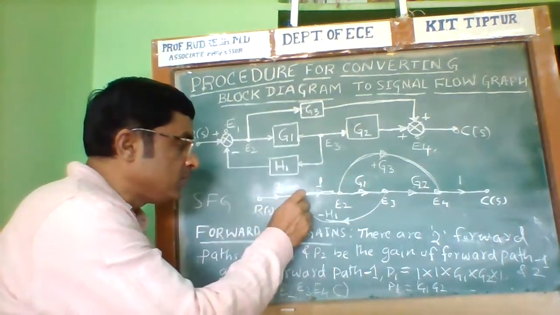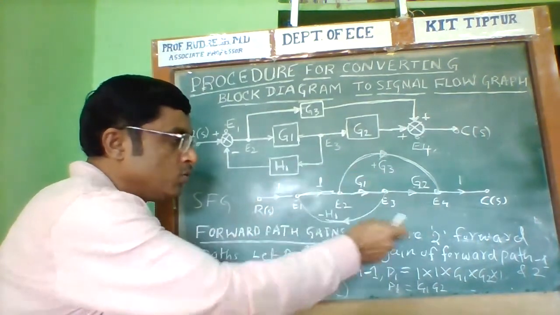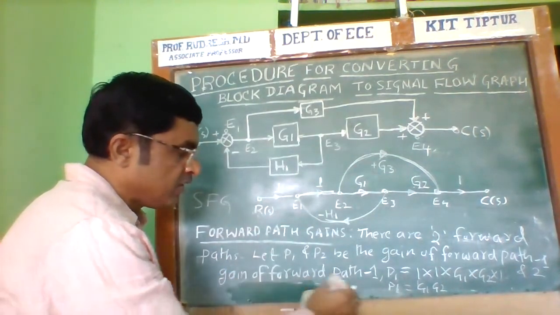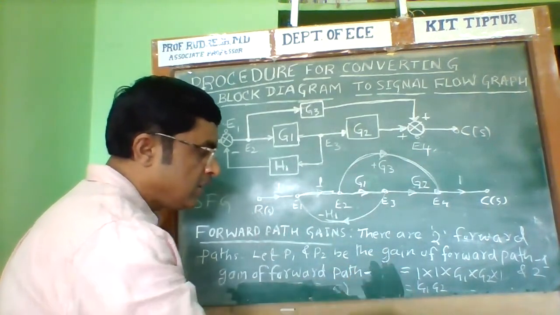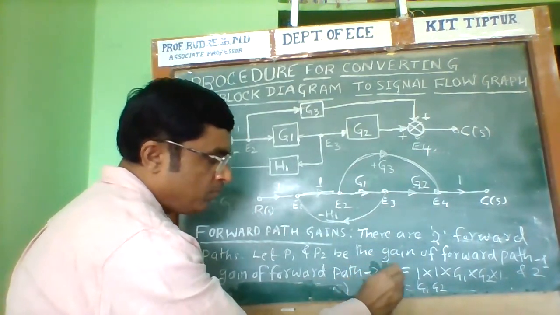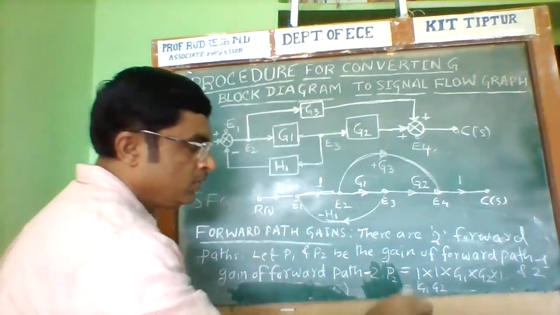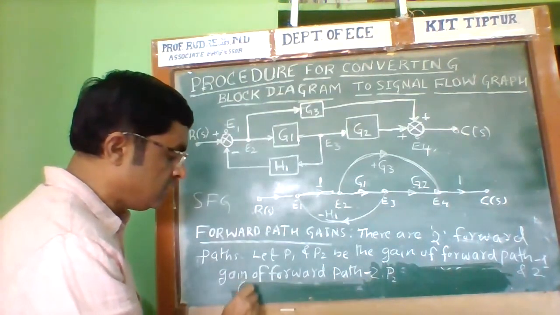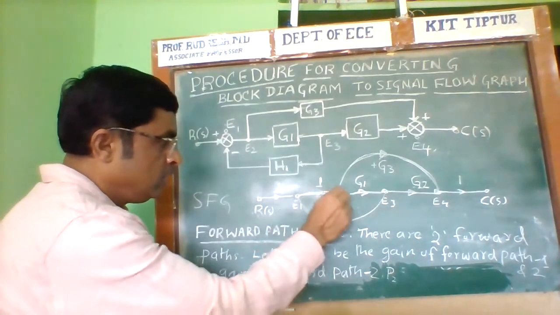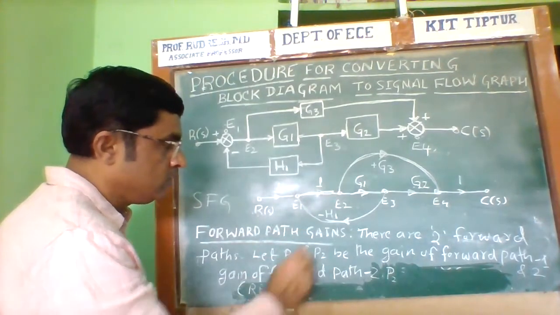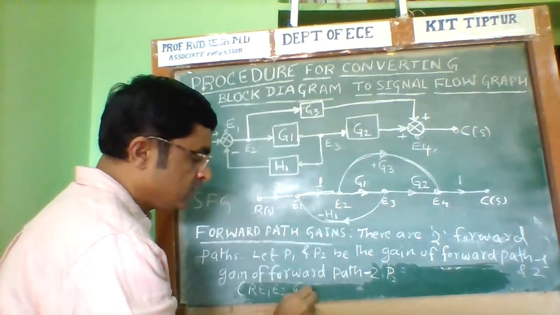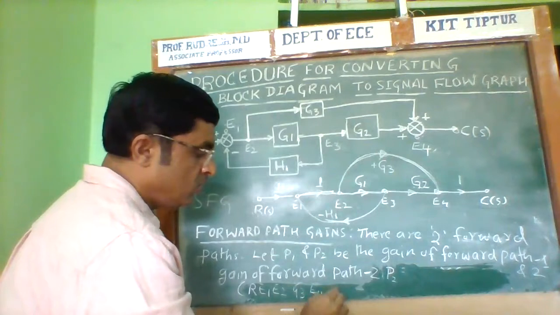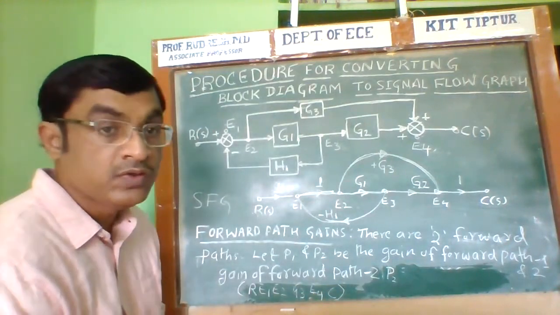Okay, the second forward path also starts from the input node and ends at the output node. R node, E1 node. Similarly, the gain of the second forward path is indicated by P2. The path direction: R node goes to E1 node, to E2, then to E3 through G3, then to E4 and to the C output node. So this is also a forward path, the second forward path.